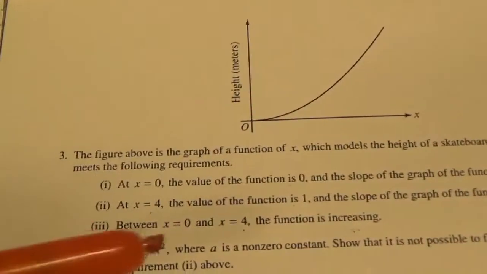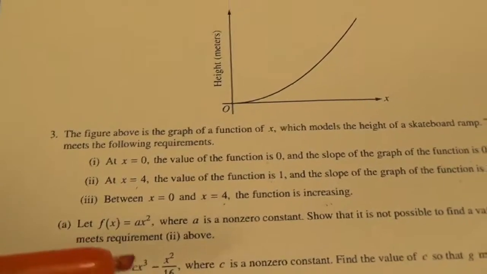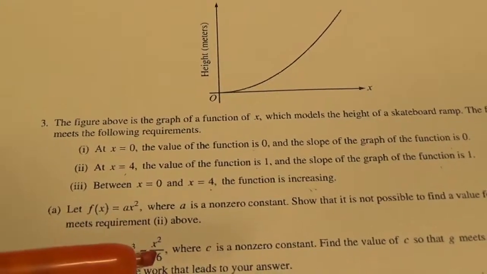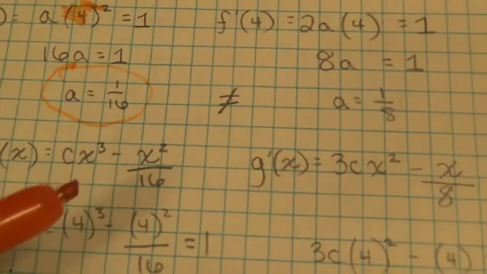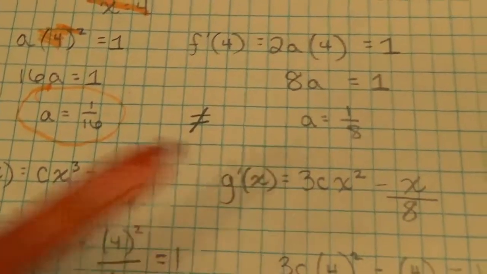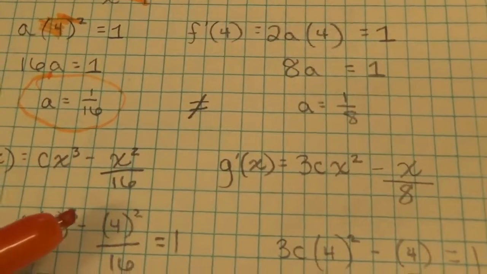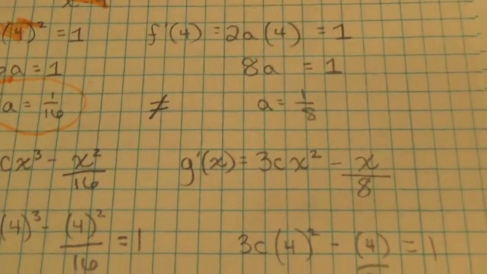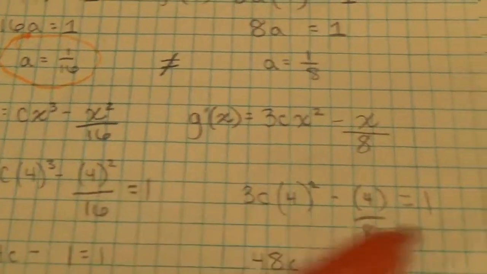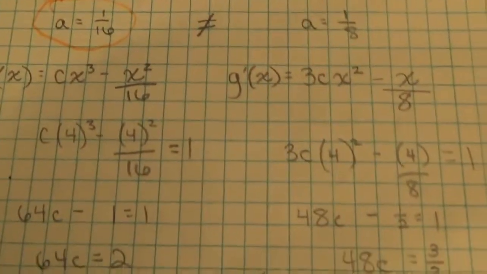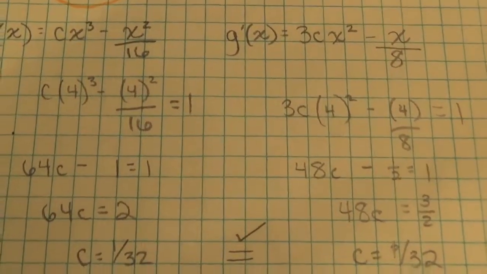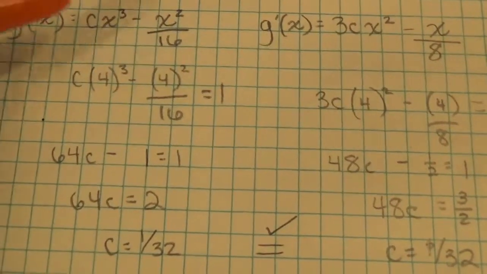I'm going to move on to part B. Part B gives us a different format for the function: c x cubed minus x squared divided by 16. We need to find the value of c that will make all this work. The process is the same. Take the derivative, plug in 4 for x, solve for c, making both the original and the derivative equal to 1. So I'm going to let you look at my work here. Plugged in 4.